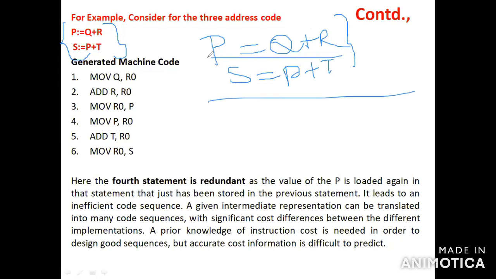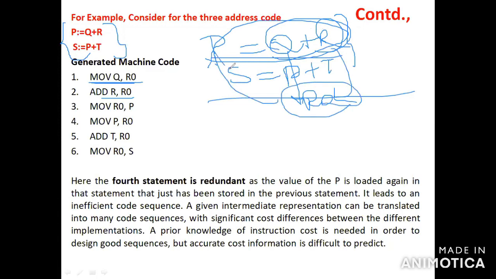First, we have to write MOV Q, R0, so Q is moved to R0. Next, ADD R, R0, so Q plus R is now in R0. Now R0 can be moved to P: MOV R0, P. So these first three instructions are the machine code generated for the first three address code statement.